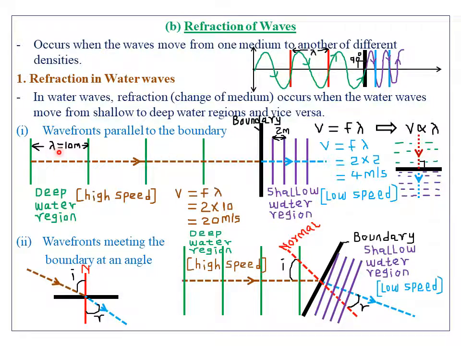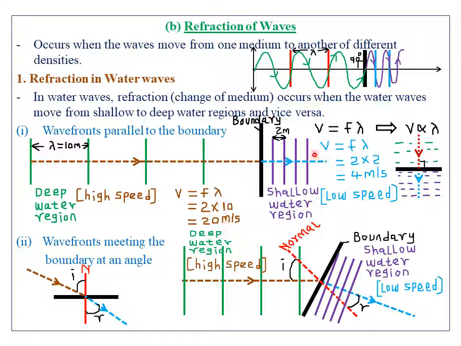So for this case, because the distance between successive wavefronts is large in deep water regions, it simply means that the speed of the wave in deep water will be very, very high. I can give you a case scenario here. Suppose the wave was moving at a constant frequency of 2 Hz. Then the velocity of the wave in the deep water region will be given by the frequency, which is 2 Hz, times the wavelength. You can see the wavelength in this case is 10 meters because it is larger. So the velocity will be 2 times 10, which gives us a velocity of 20 meters per second.